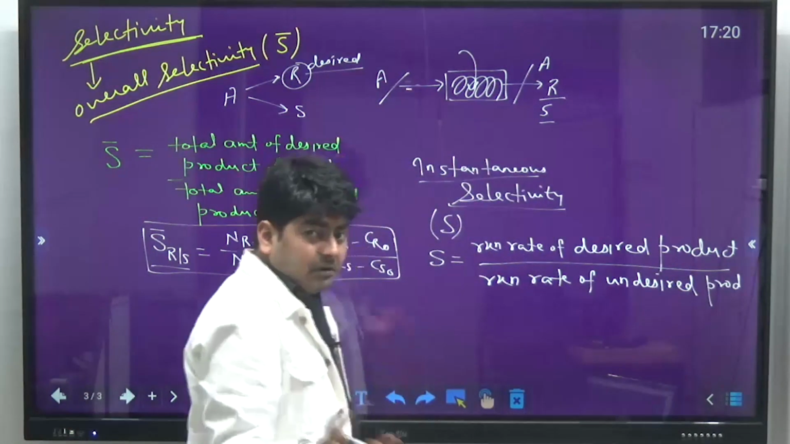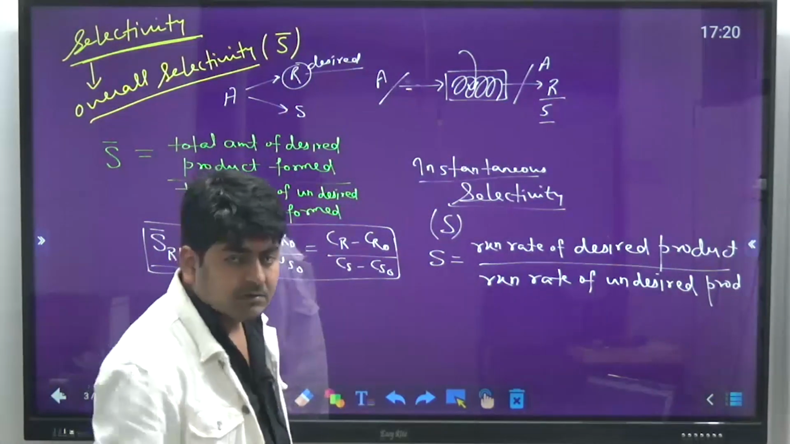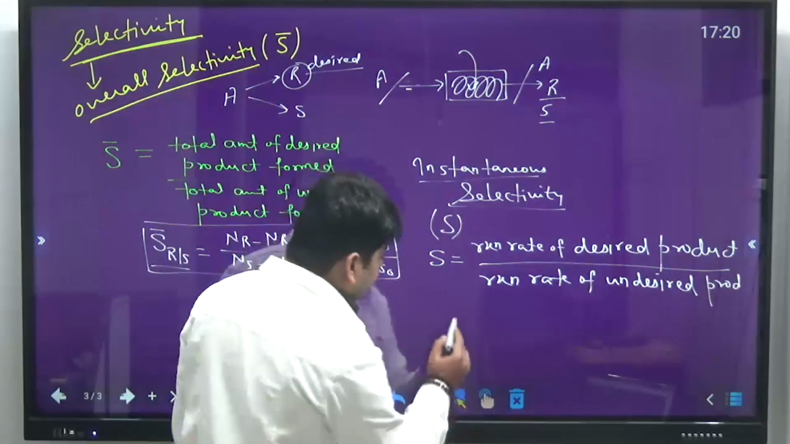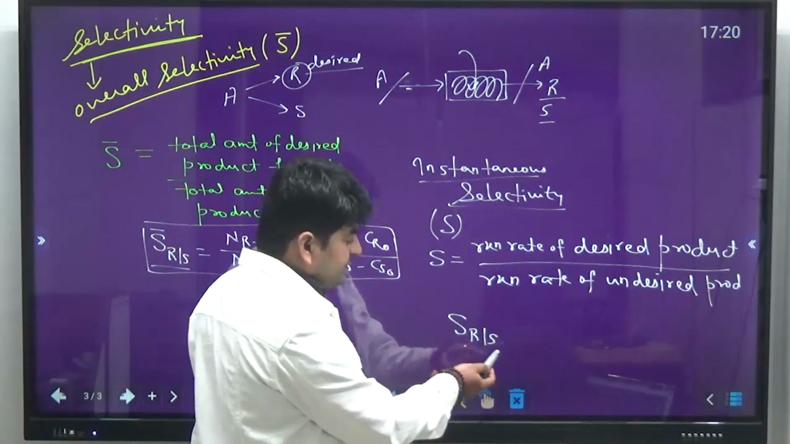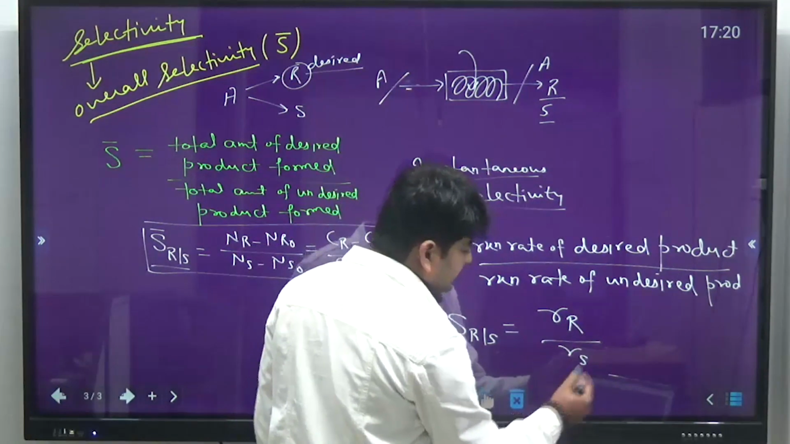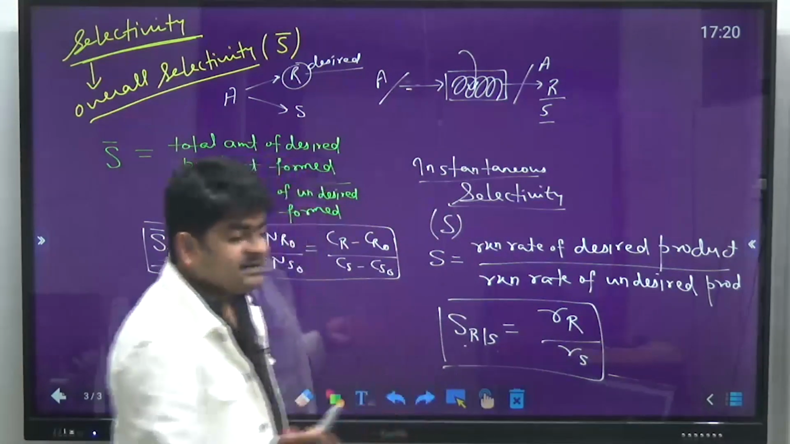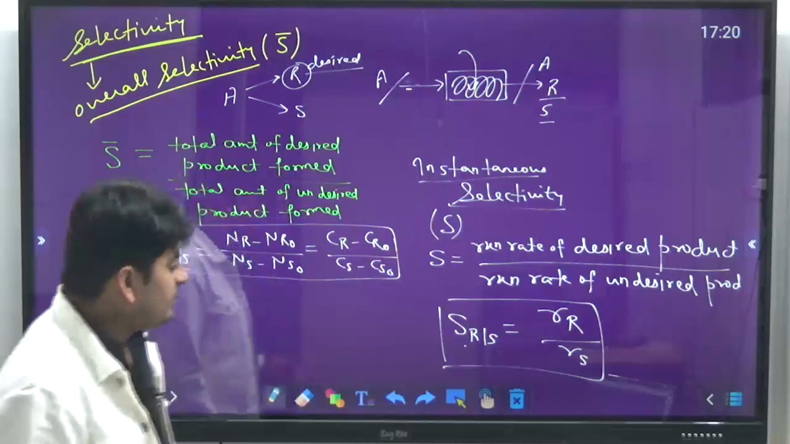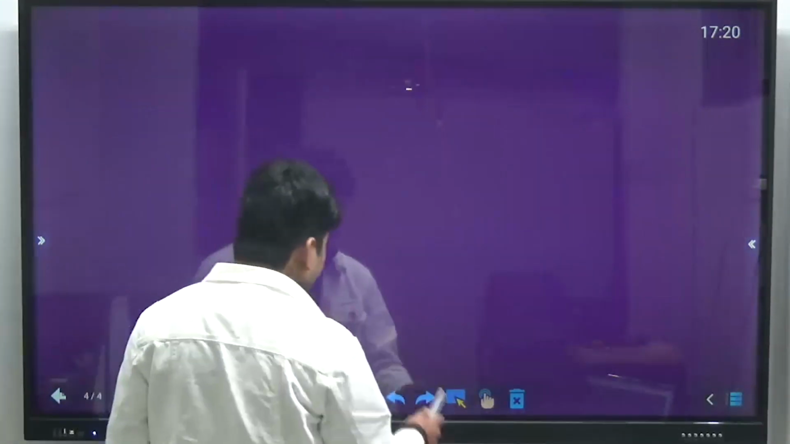Because inside the system I cannot measure the moles easily, but I can control the rate of reaction, and rate of reaction is the ultimate thing which I can use to optimize the process. Like here R is the desired product, so I can write it as R by S, obviously desired in the numerator, undesired in the denominator, equal to RR over RS. So now we will see how we can optimize the parallel reactions by using instantaneous selectivity. I hope this part is clear to all of you.